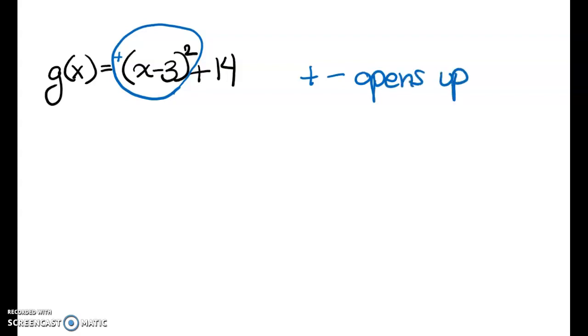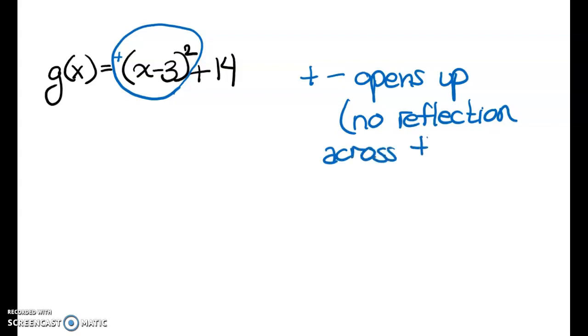Okay, how about this last example here? There is no sign, so the assumed sign is positive. What does a positive mean? It means that my graph opens up, which means there is no reflection across the x-axis.